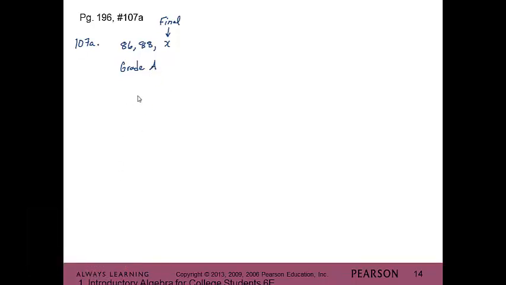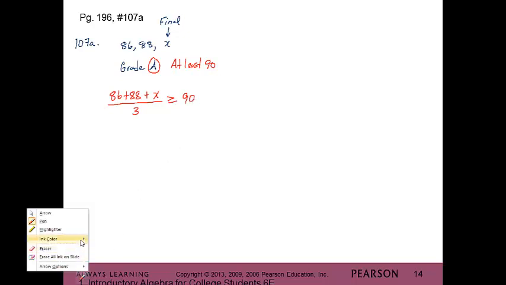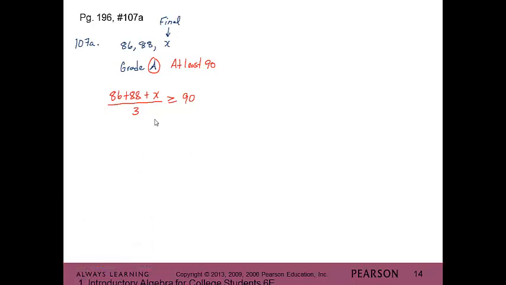So we want our average in our class to be an A. Remember how you find average. You're going to add up all your grades, so 86 plus 88 plus x, and you divide by how many there are, which is 3. And we want this to be at least 90. So at least means greater than or equal to 90. And then in the problem, they want you to find what you have to get on your final exam.